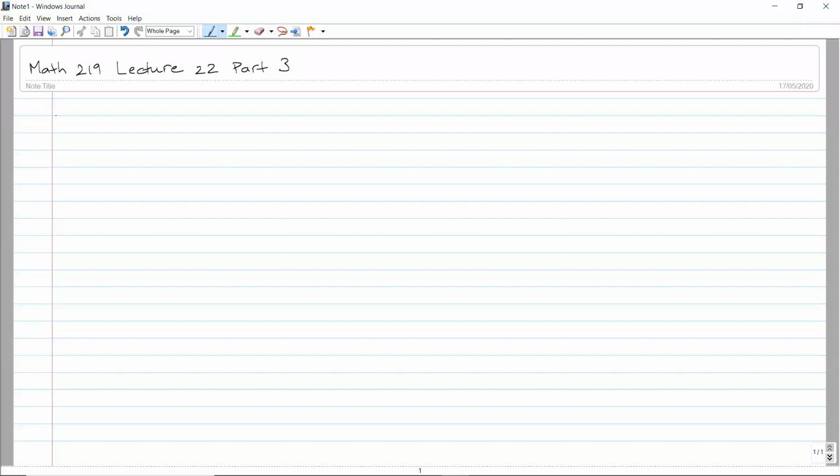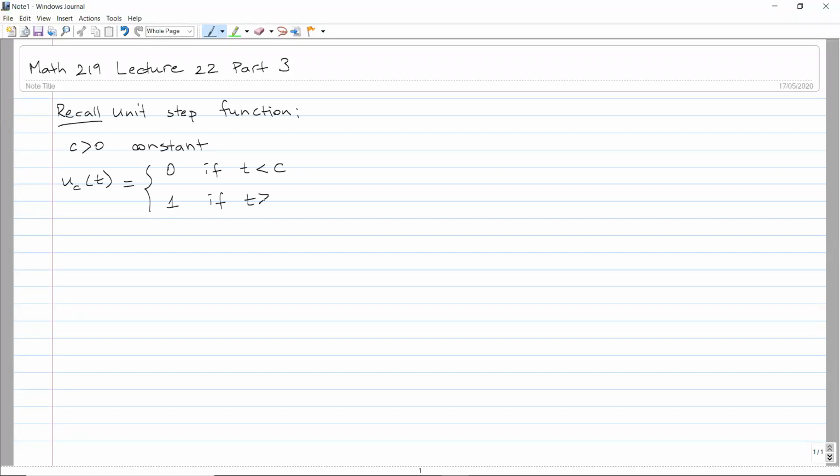So let's recall the unit step function. For a positive constant c, a unit step function at time t equals c is the function which takes the value 0 if t is less than c, and the value 1 if t is greater than or equal to c.